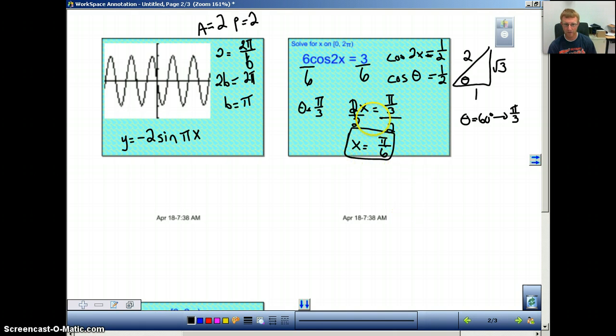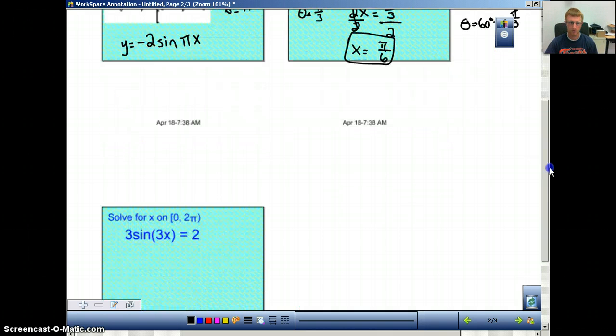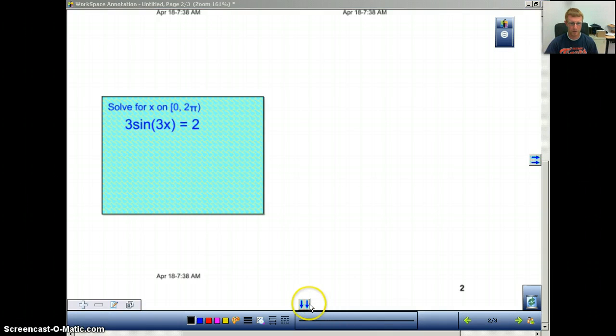Okay, so that's what x is equal to here. It's pi over 6. Why? Because when we double it, we get pi over 3, and that's when cosine is equal to 1/2, at pi over 3. So that 2 does mess things up a little bit. We first solve for our trig function, and then we set it equal to whatever our angle is supposed to be. Okay, let's try another one, and then we'll be done.